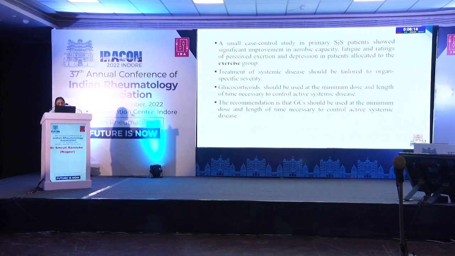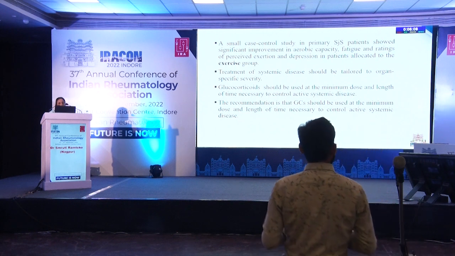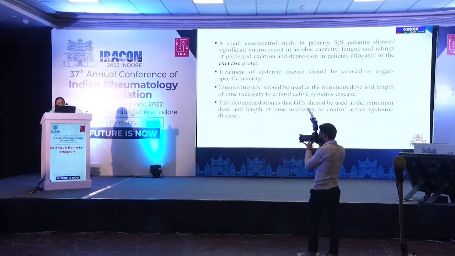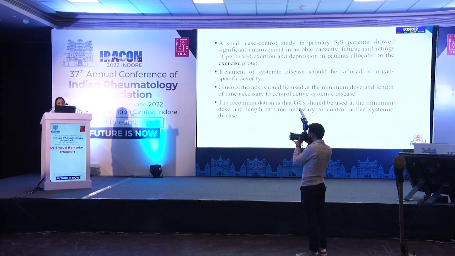Treatment of systemic disease should be tailored to organ-specific severity. Glucocorticoids should be used at the minimum dose and for the length of time necessary to control active systemic disease. The recommendation is that glucocorticoids should be used at the minimum dose and for a short span of time.